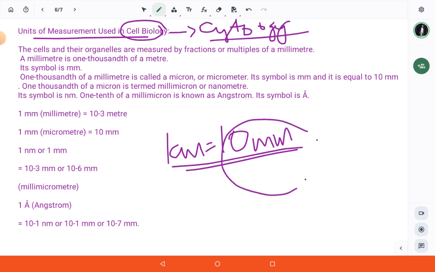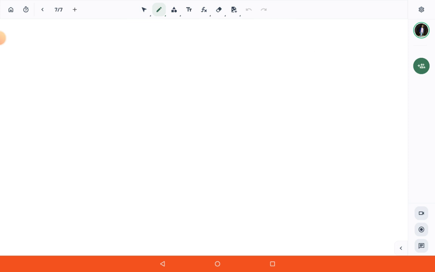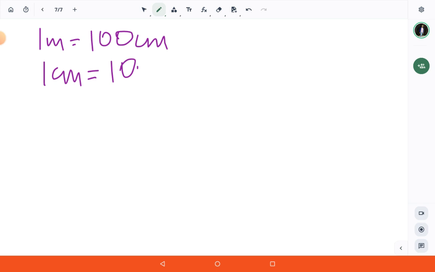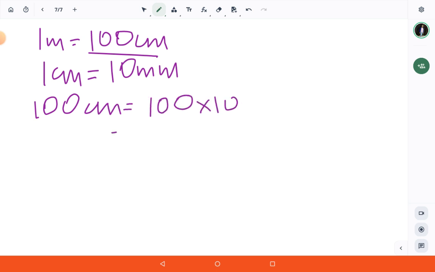Now with this particular thing we get different units. All right, a millimeter is 1,000th of a meter. Let's understand this. I'm going to use a fresh board for this. It was written, 1 millimeter is 1,000th of a meter. Now we know 1 meter is 100 centimeter. We also know 1 centimeter is 10 mm. So how many mm in 100 centimeter? 100 centimeter will have 100 into 10, which is 1000 millimeter.